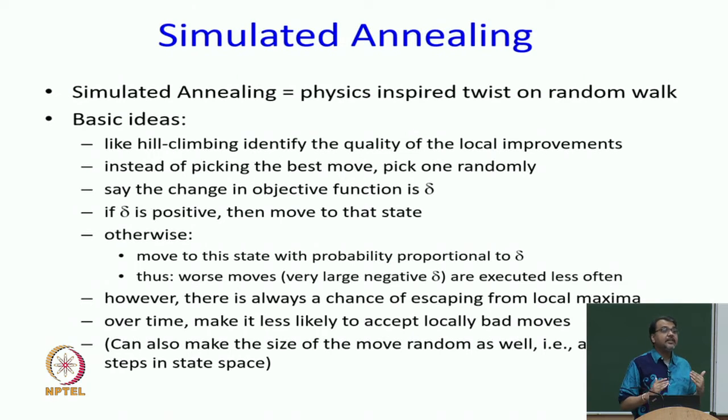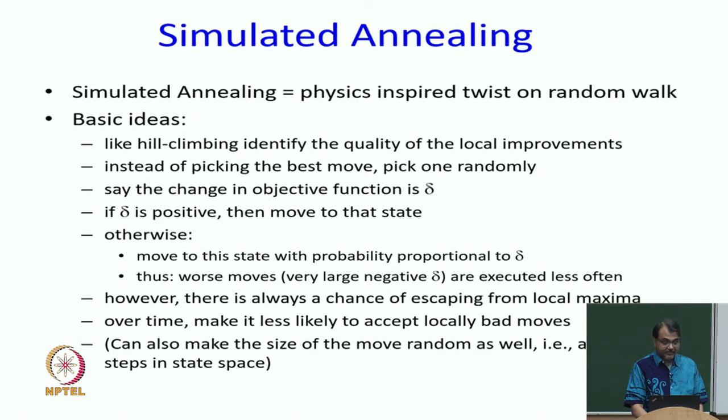And the probability will be determined based on how different the objective functions are, how bad it is, and whether you are in the initial part of the search or later part of the search. Okay, those are the two properties. So, say that we are in the maximization world. Let us say the change in objective function is delta.